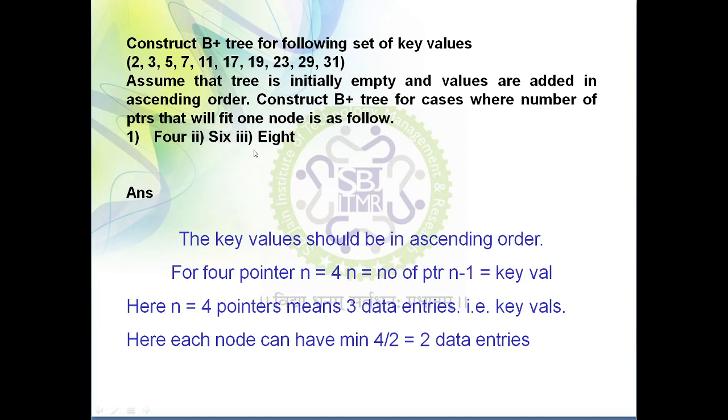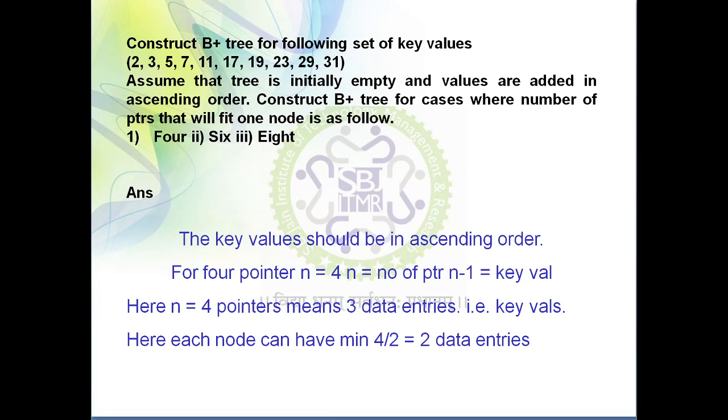So simply, I will tell you what you need to do in this particular numerical. Here you have been given a set of key values, and for this set of key values you need to construct a B plus tree. Initially that B plus tree is totally empty. One by one you need to add all the values which are given to you. And how many pointers do you need to consider? The number of pointers you need to consider are n equals 4, 6 and 8. Here n represents the number of pointers in a given node.